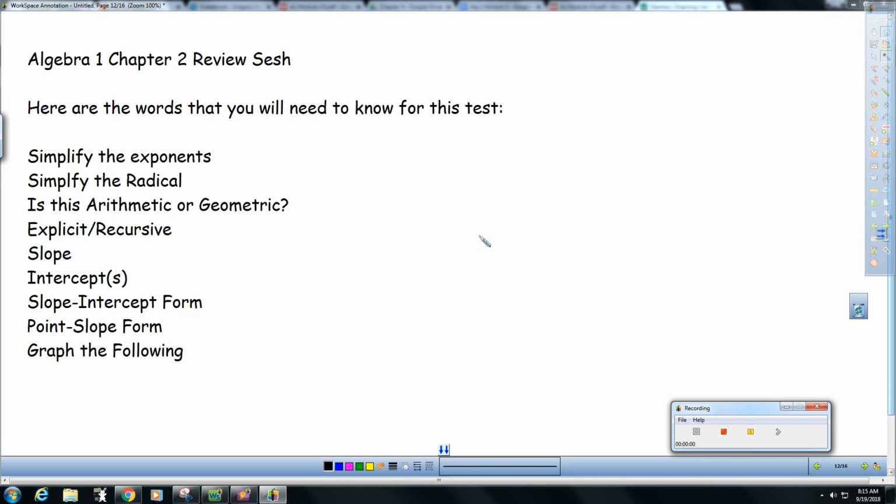Okay? So these are the words you need to know on the test. These are literally the most important words from the directions. So I am going to read to you, but you don't need me to. Simplify the exponent. Simplify the radical. Is this arithmetic or geometric? Explicit and recursive formulas. Slope. Intercepts. Two of them. Slope-intercept form, point-slope form, and then graphs. Okay, for the graphs you would certainly be encouraged to use your graphing calculators. And we're off.